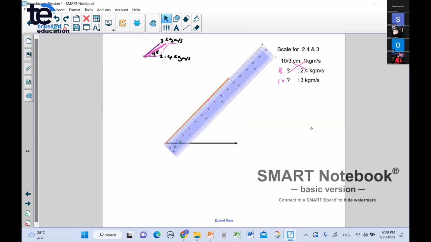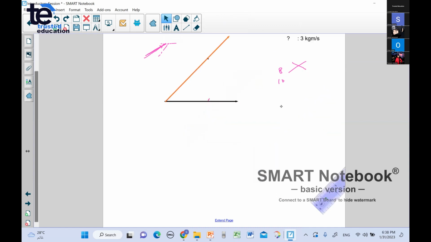Now, how do we complete the parallelogram? I need to place here the same one as here, and also here the same one as here. So I'll take the first measurement. I prefer to use a compass, but if you are not able to use the compass, you can also use a ruler, but make sure that the lines are parallel.